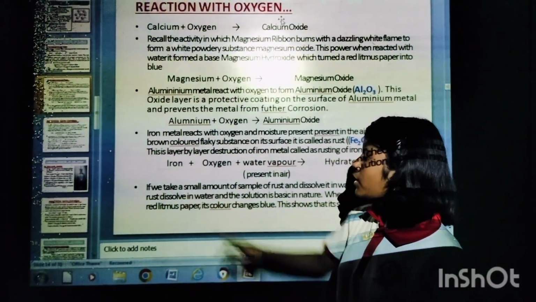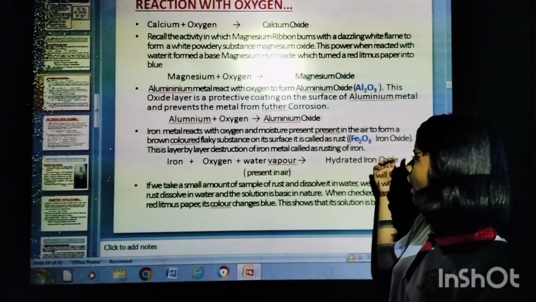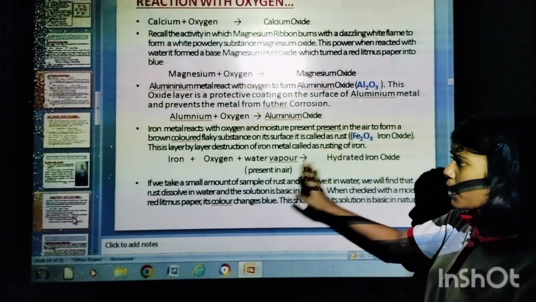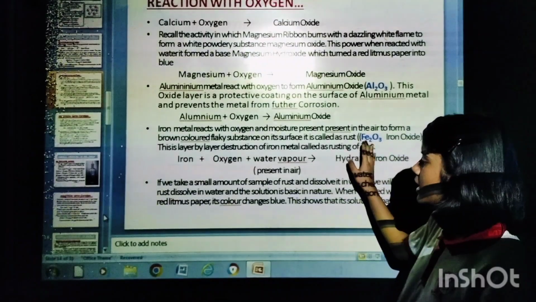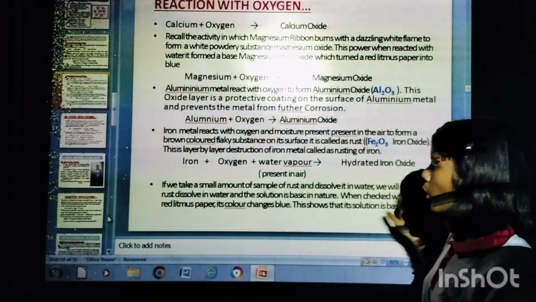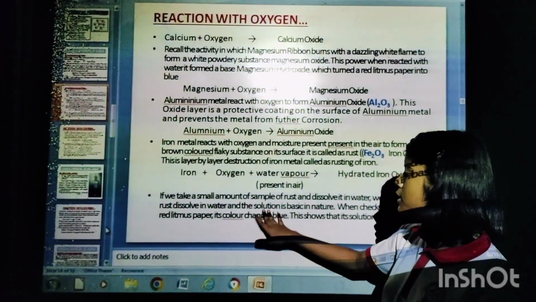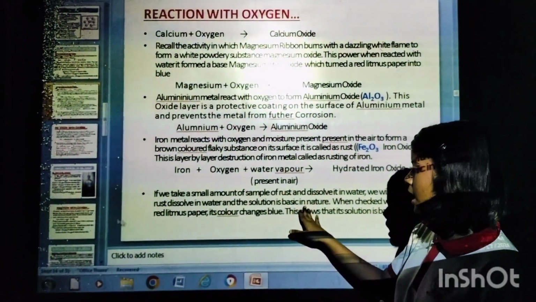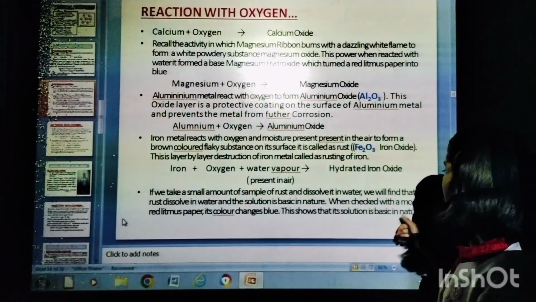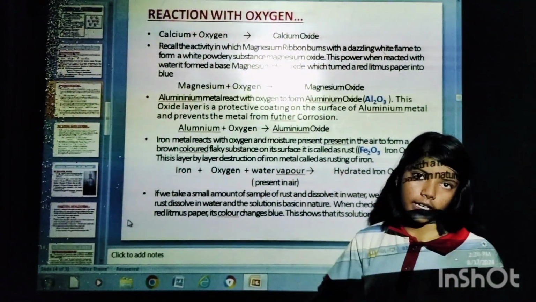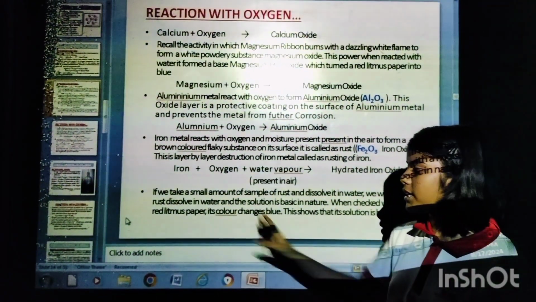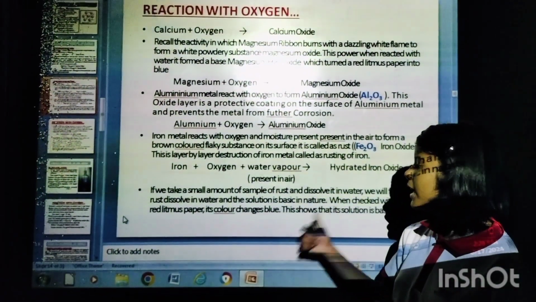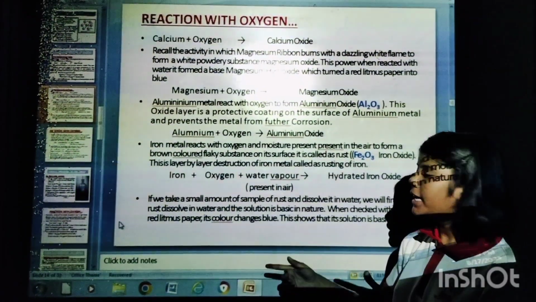So here we have rust, the brown flaky substance, and it is dissolved in water. When we put that solution on red litmus paper, if it turns blue, then we have confirmed that it is basic in nature.